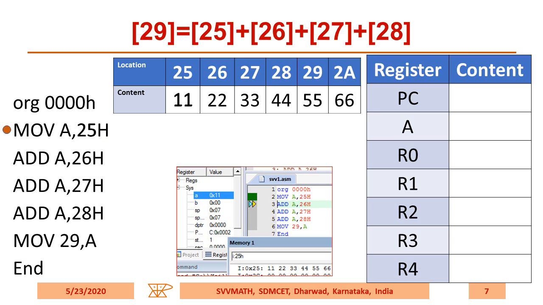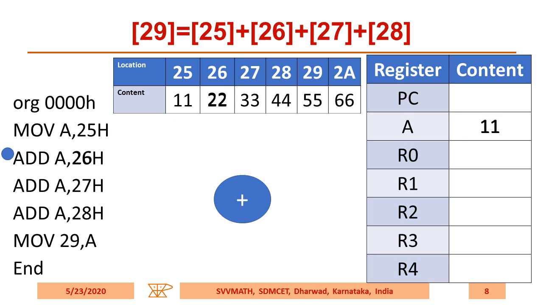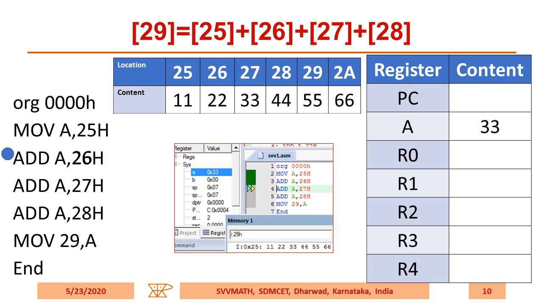Now, when I execute MOV A, 25, what will happen? The 25 location content will move to the A register. Next, when I execute ADD A, 26, the 26 location content will be added with the accumulator content. The result will be stored in the accumulator. When I execute, the result available is 33 in the accumulator, you can observe.